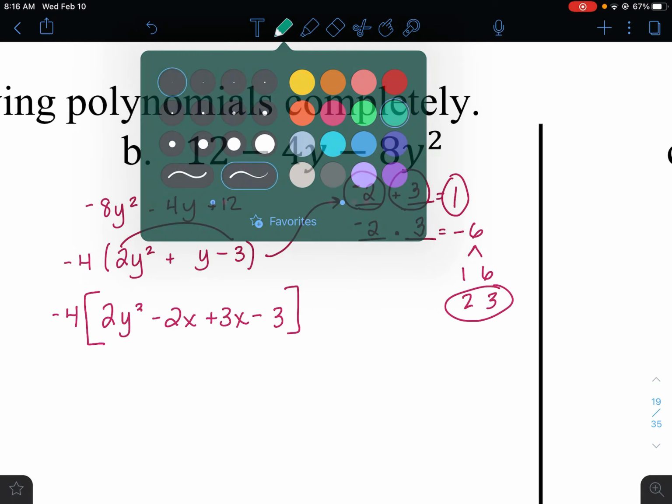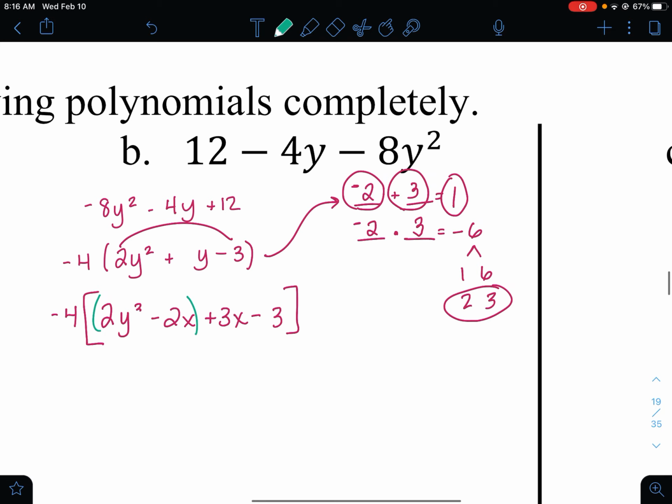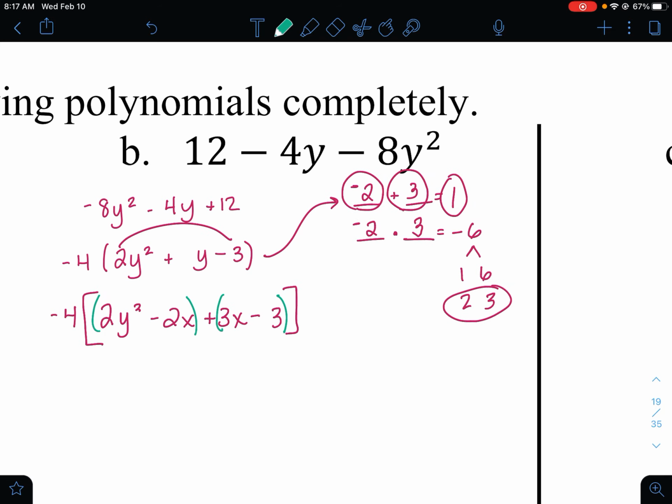Okay, so now I'm going to group them. And like we said yesterday, there always has to be an addition sign in the middle. So now my negative 4 goes along. I'm sorry, I changed these to x's when they should be y's. There we go. So now I can factor out a 2y. I'm left with y minus 1. Over here, I can factor out a 3. I'm left with y minus 1.